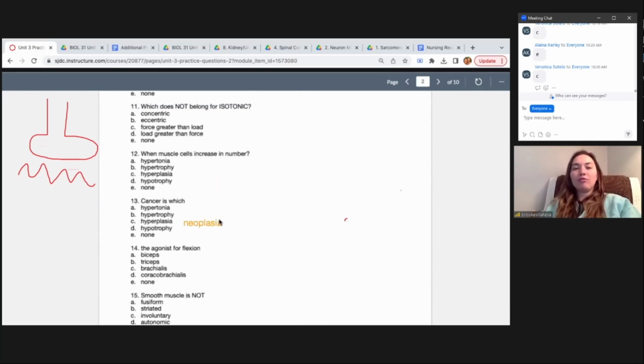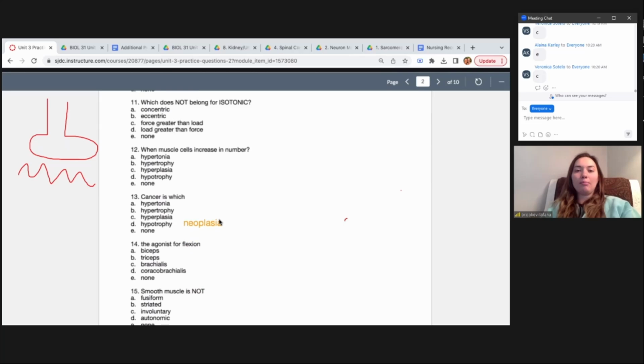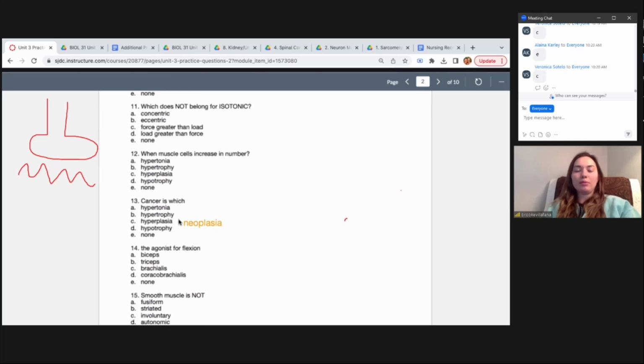Hyperplasia happens like if we go to the gym and we work out. Hyperplasia is just getting more muscle cells, getting more muscle. Does that kind of make sense? Cancer isn't just hyperplasia. That's why I was wrong to say it was hyperplasia. Cancer is neoplasia. So it's when the growth never ever stops, and you get this tumor that's massive because it kept on growing. So you have to use neoplasia for cancer. So that's why E, neoplasia would be correct.